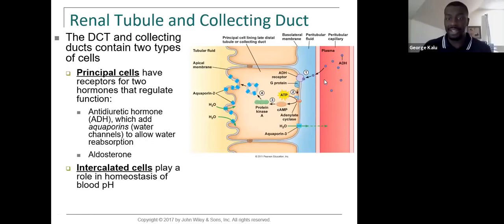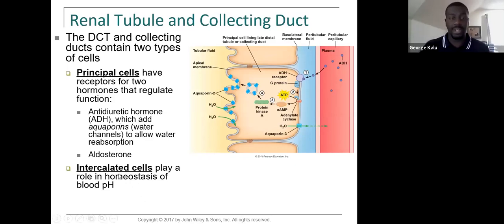What ADH does is it binds to its receptor on these principal cells. That triggers the production of these aquaporins, and then we can now have water reabsorption happening to bring that water back into the blood. And then now we're not peeing out as much water. We'll look at that in a little more detail later too. The other thing that the principal cells are going to have receptors for is aldosterone. Aldosterone is a hormone that regulates your salt levels, your sodium and your potassium levels, and chloride levels to some degree as well. So those are the principal cells. They're responsive to both ADH and aldosterone.